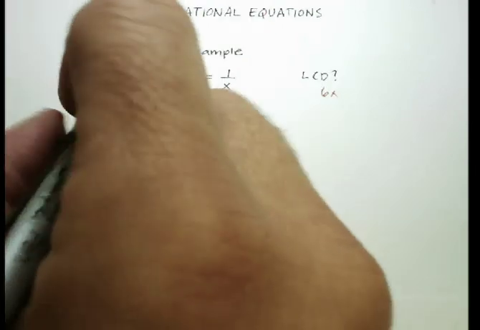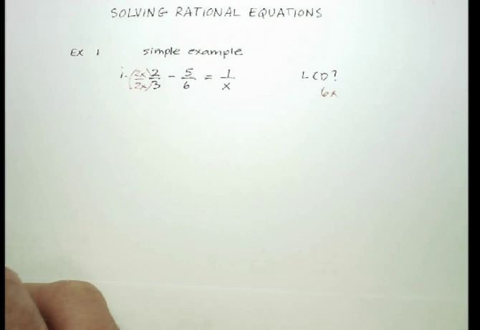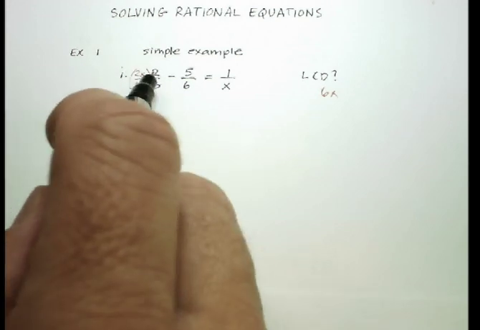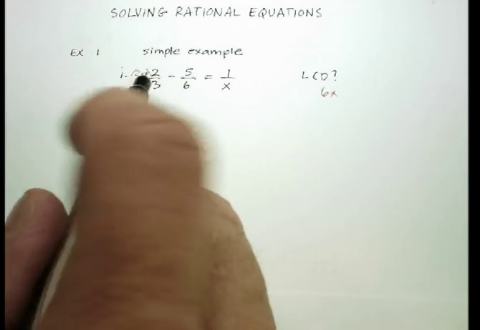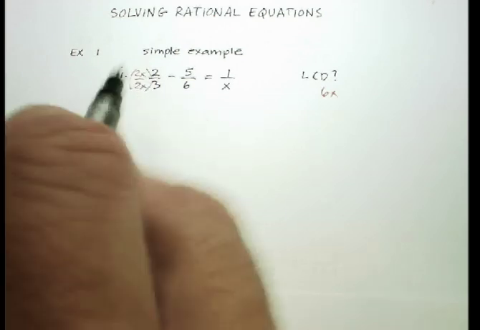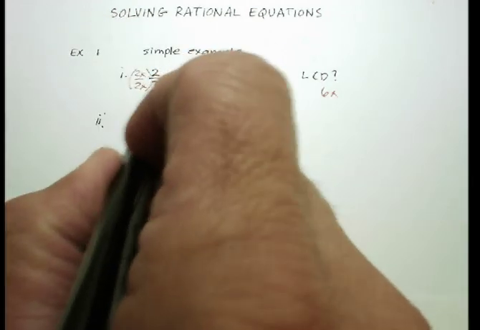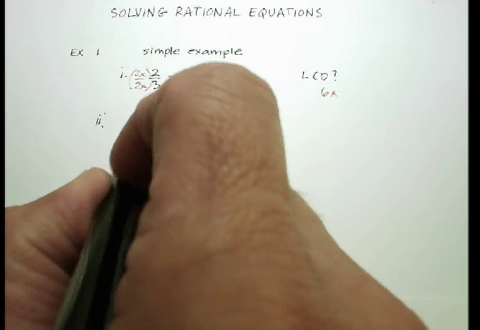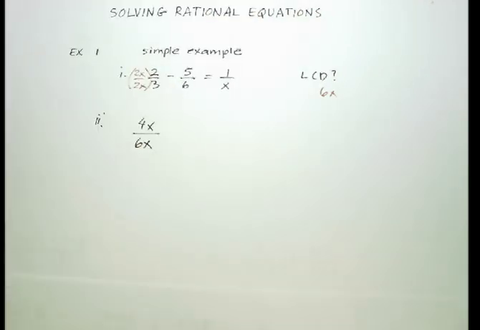Let me show you what I mean. I'm going to multiply 2 over 3 by 2x over 2x. Look what happens when I do that. I'm multiplying this by 1, right? When you multiply by 1, you don't change the value of 2/3, but you change what it looks like. That's going to be 4x over 6x. That's still equal to 2/3, but now I have 6x in the denominator.